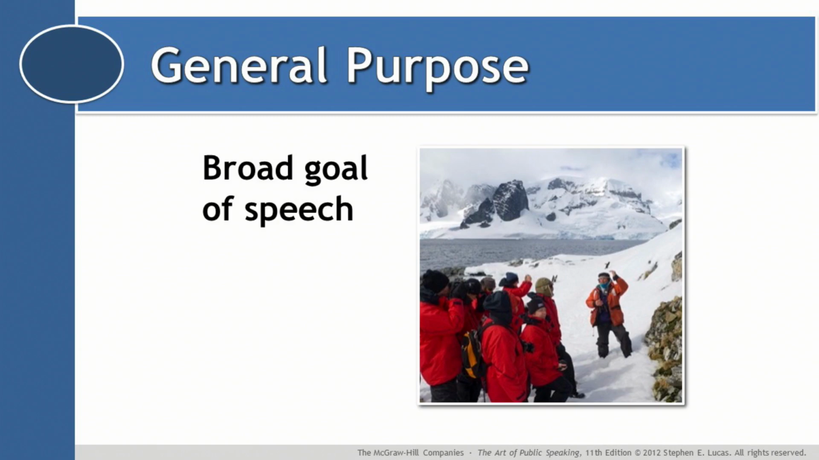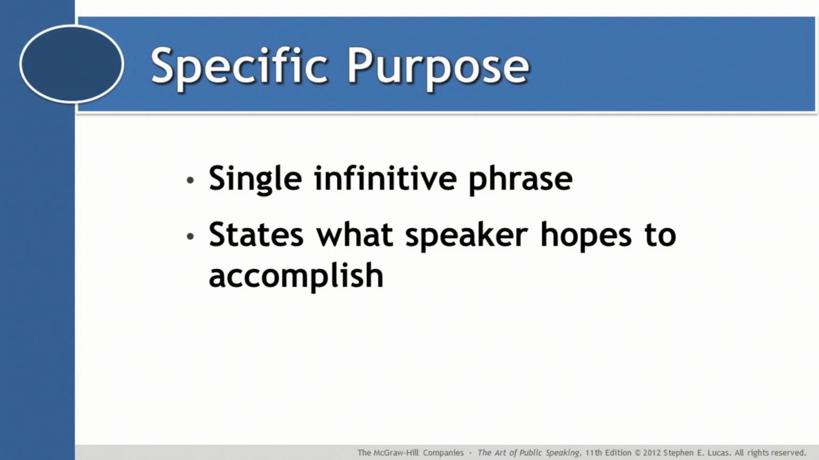Up first, there is the idea of a general purpose, and this is just the broad goal of the speech. The general purpose is either going to be to inform, to demonstrate, or to persuade. Those are the three major types of speeches that we deliver in the class. So those are the three primary general purposes: to inform, to demonstrate, to persuade. Once you have your general purpose, then we get a little bit more focused on our specific purpose.